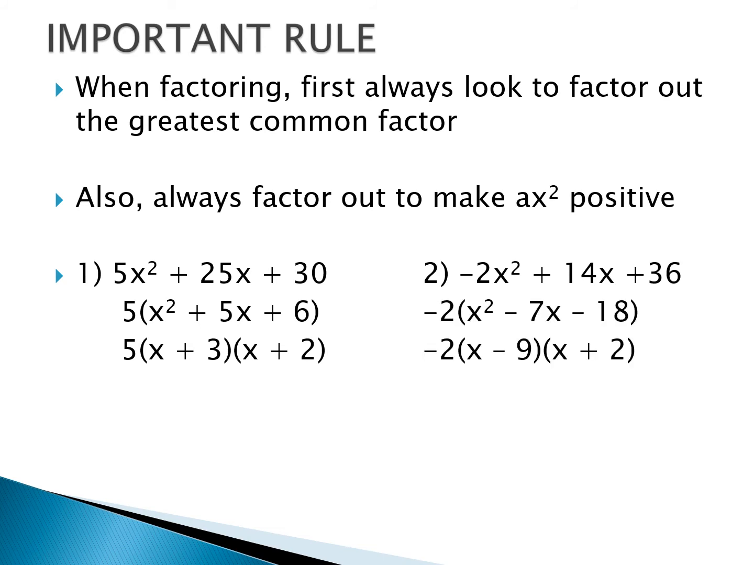Now for number 2 here, we have a negative 2 as our GCF that I wanted to take out. The reason for taking out that negative 2 is that it makes the x squared positive. And that allows us to look at this and ask, what two numbers multiply to get negative 18 and add to get negative 7? The answers are negative 9 and 2. Again, making sure we bring that negative 2 down and write it with it.